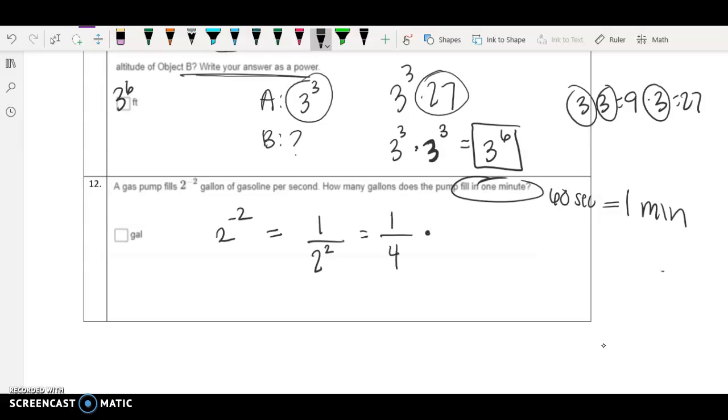And we're going to multiply this by 60 seconds. There's 60 seconds in a minute, and this one here is per second. So that gives us 60 over 4. 60 divided by 4 is 15. So my answer is 15 gallons per minute.